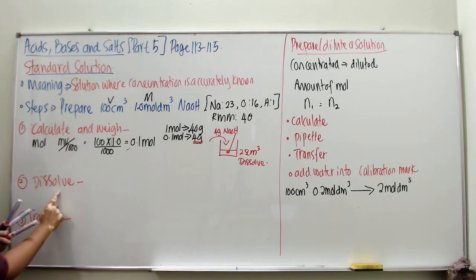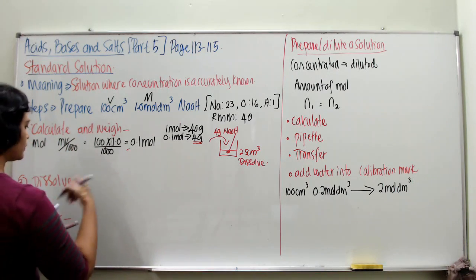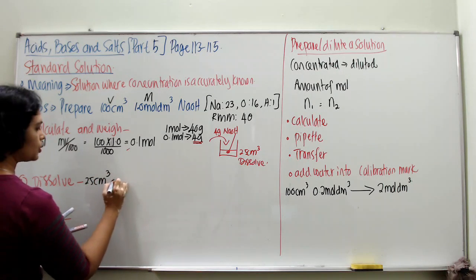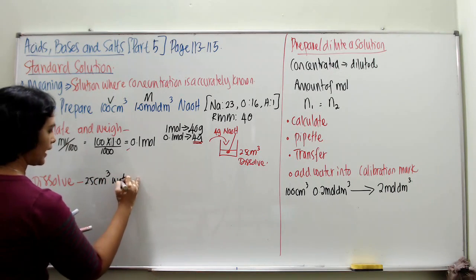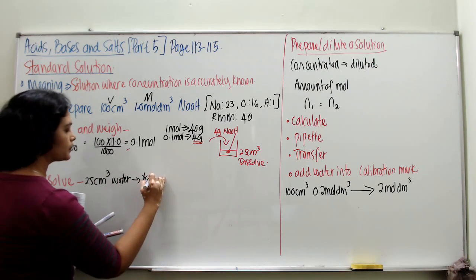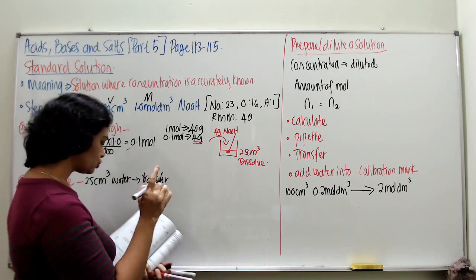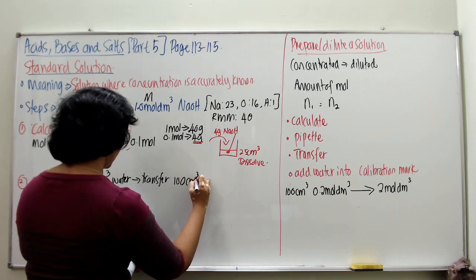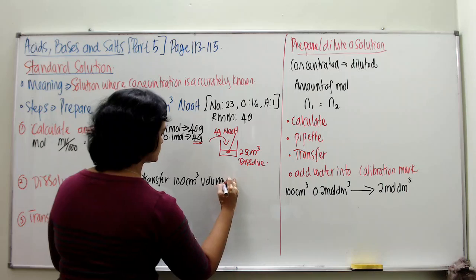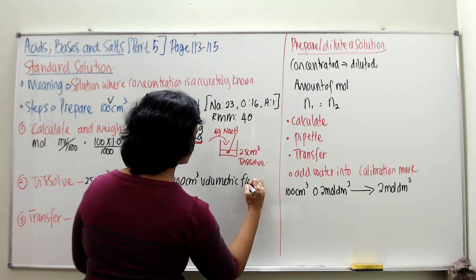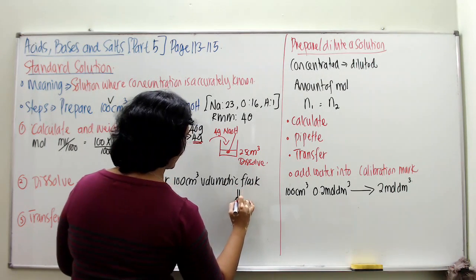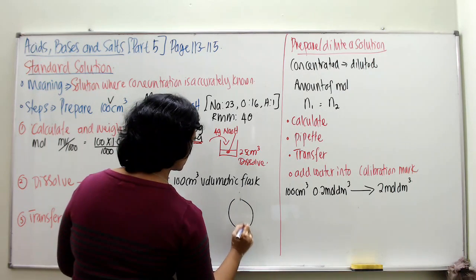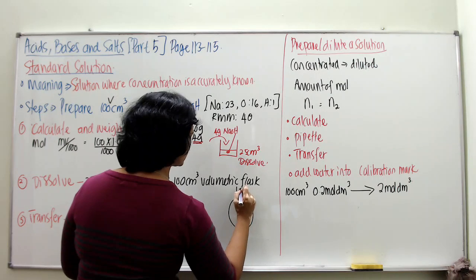Now comes the next step, dissolve. First you dissolve using 25 cm cube of water, and you transfer into a 100 cm cube volumetric flask. Volumetric flask roughly looks like this, and it has a calibration mark.